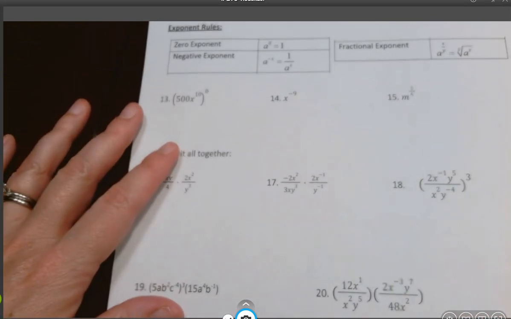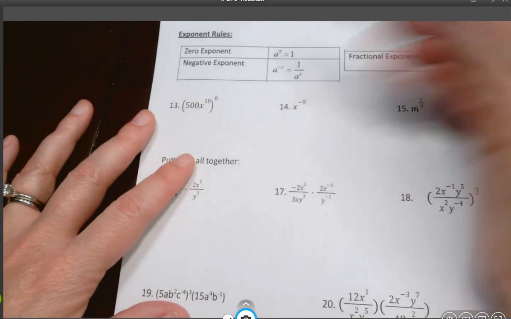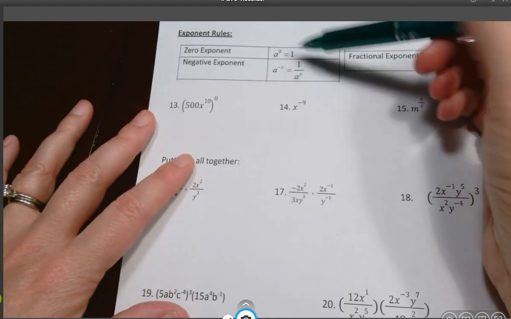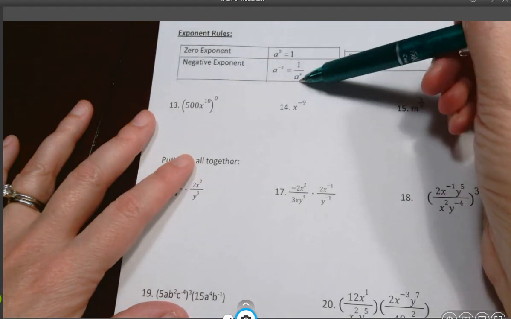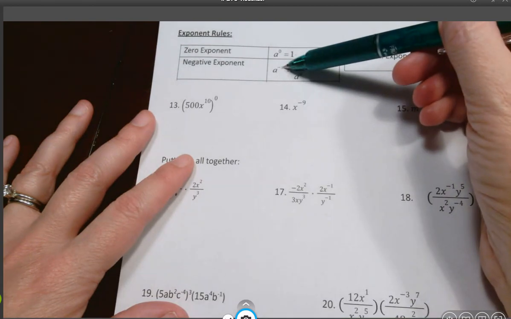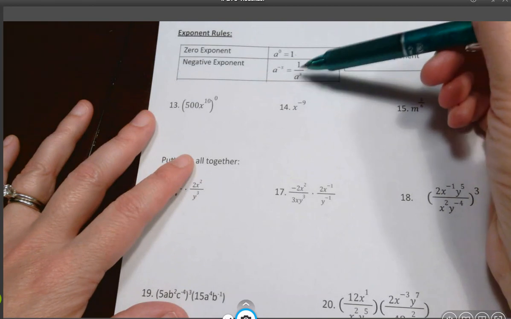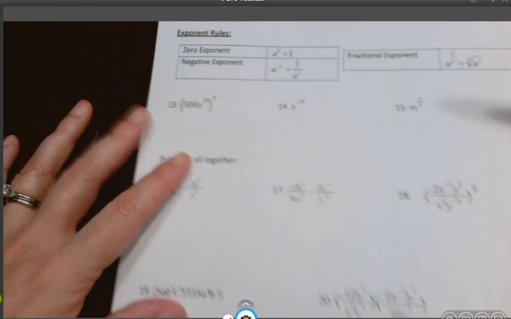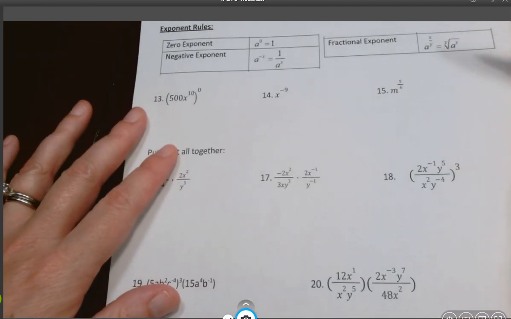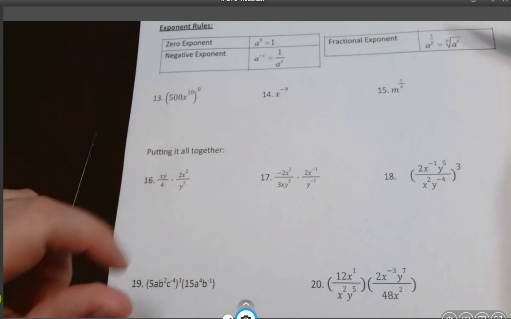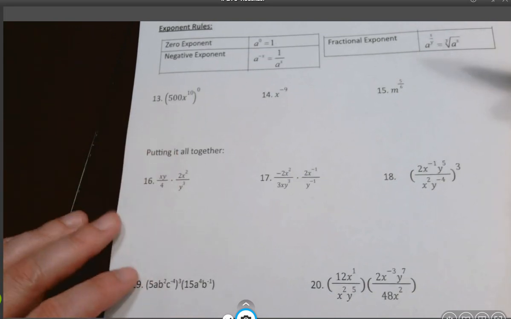All right, a 0 exponent always gives you an answer of 1. A negative exponent will give you the reciprocal. So notice when you have a negative exponent, you want to give the reciprocal of that, and then it changes to positive. And if you have a fraction exponent, the numerator is an exponent, the denominator is the index of your radical here. And we'll talk more about radicals in an upcoming lesson.